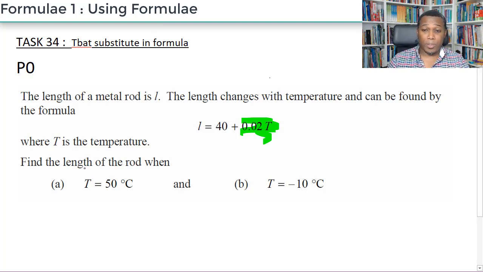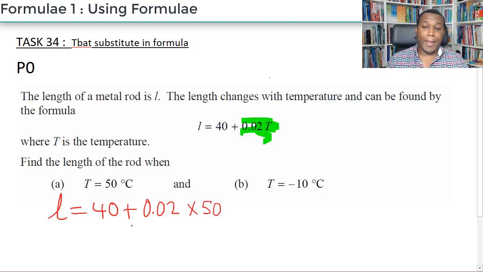0.02. So we're going to use that L is going to be equal to 40 plus 0.02 multiplied by 50. Now, a tricky one. As I said, you could use a calculator, but 0.02 multiplied by 50, well, 2 multiplied by 5 would give me 10. So 2 multiplied by 50 would give me 100, and then you're thinking, I need to have 2 decimal places. If I adjust 100 using 2 decimal places, what am I going to get? I'm going to get 1.